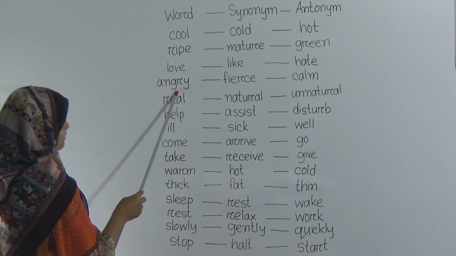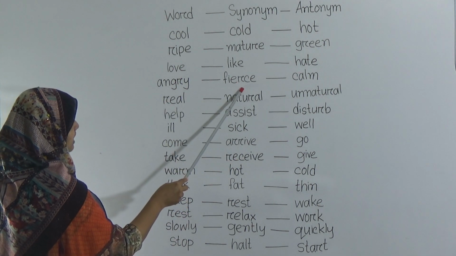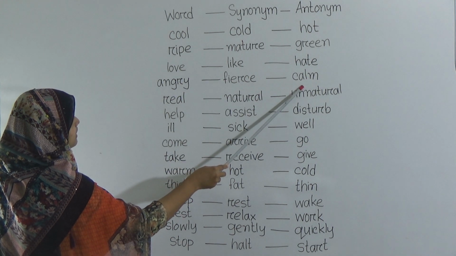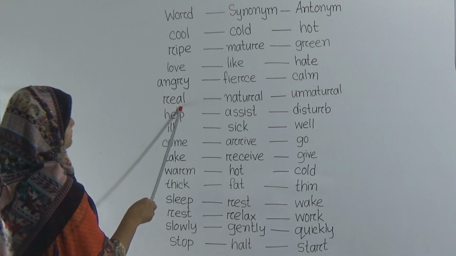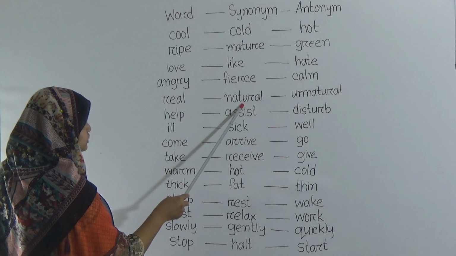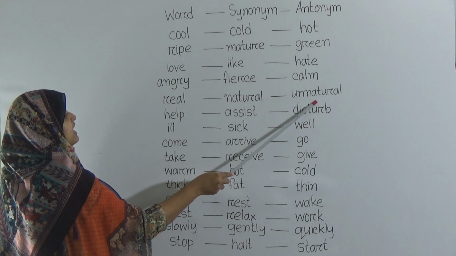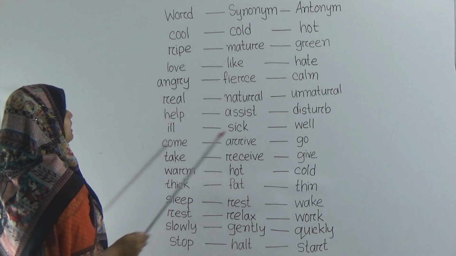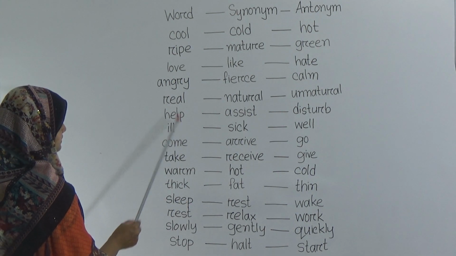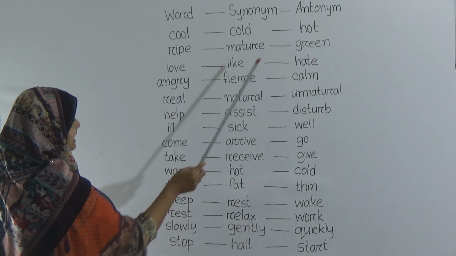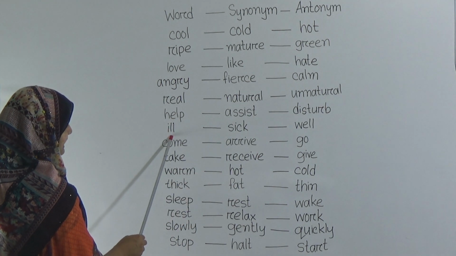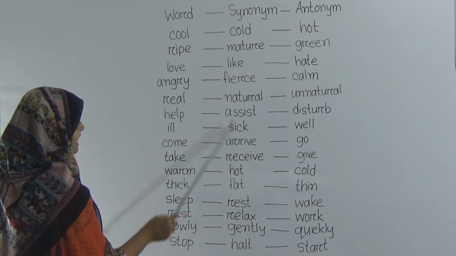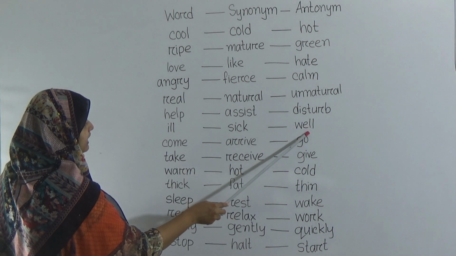Given word is angry, synonym is fierce and antonym is calm. Next, real. The synonym of the word real is natural and antonym is unnatural. Next word, help. The synonym is assist and antonym is disturb. Next word, ill. Synonym will be sick and antonym will be well.